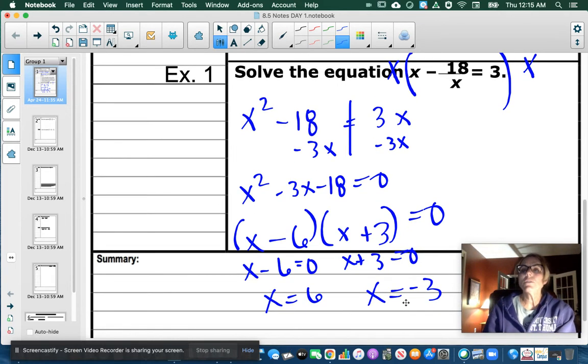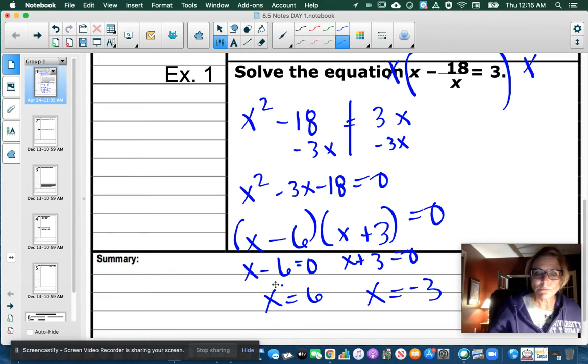On these, we always have to check our solution. The only reason we have to check our solution is because we have an x in our denominator and we cannot ever divide by 0. Well, if I plug in 6 or negative 3 into the denominator here, I'm fine. All right, so there's my two answers.